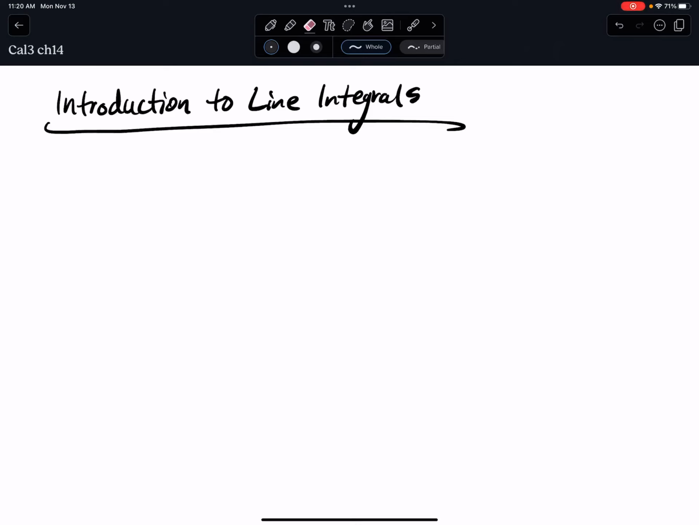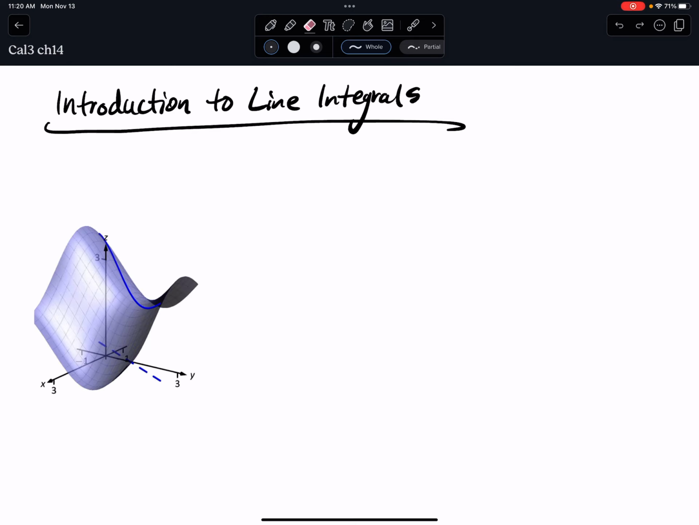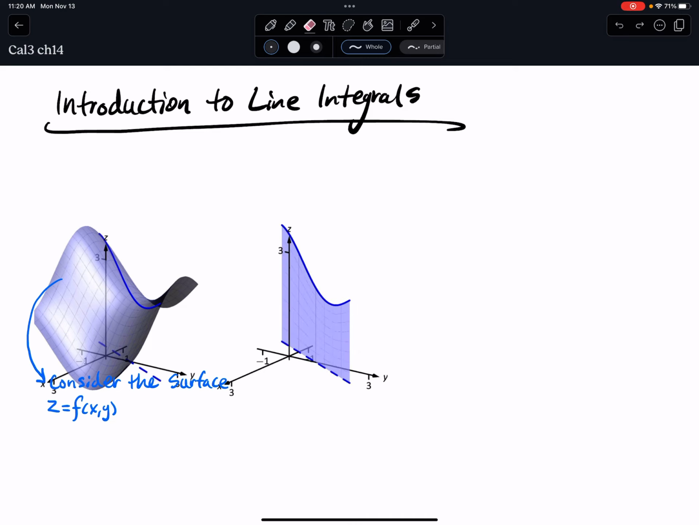All right, so we're going to do an introduction to line integrals. So, start with a surface. Consider this surface z equals f of x y. And what we're going to do is look at this dotted curve C. Okay, so you see that curve in the xy plane, C.